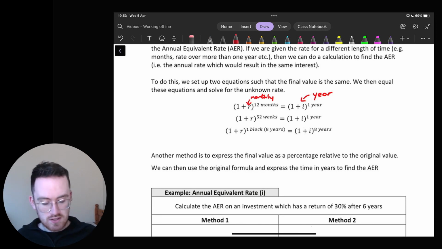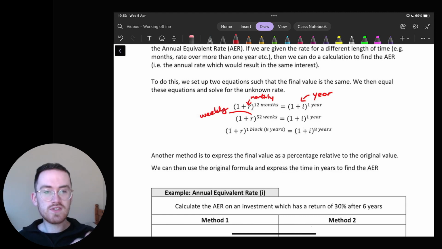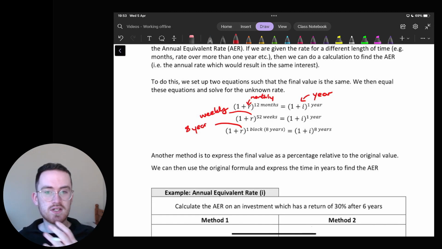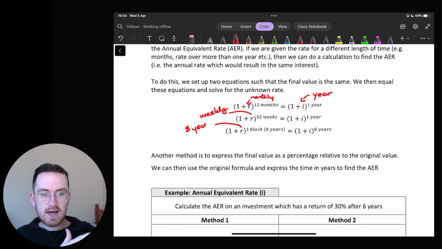Same thing with the next part. I've said that r is the rate for a week, so that's my weekly rate. So 52 weeks is the same as 1 year. Then for the next part, it's slightly different because what we're looking at is bigger than a year. And we're told maybe in this one that r is my rate for 8 years. That's an 8-year block. So we're maybe told at the start, you put it in for 1 year, and at the end of it, this is the interest after 8 years. So for an 8-year block, this was the rate. And one block of 8 years is going to be the same as 8 years at the yearly rate. So we always have to have them equal to each other.